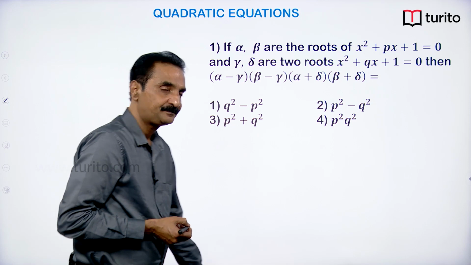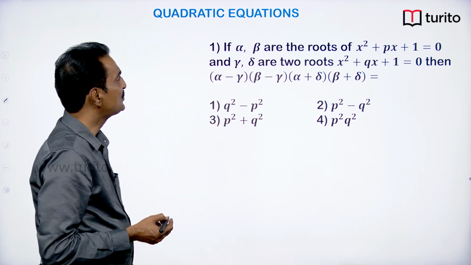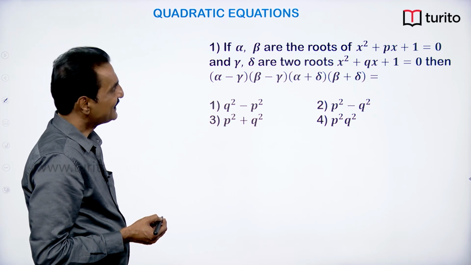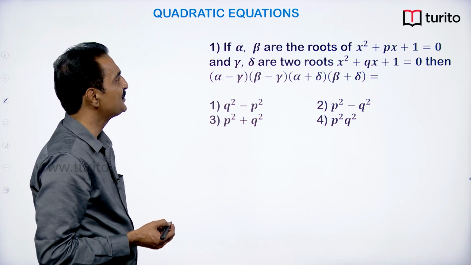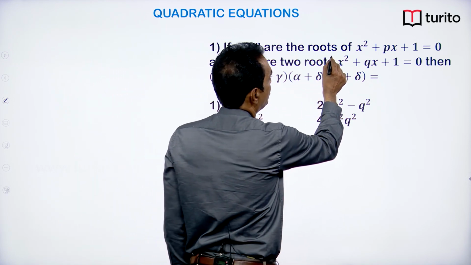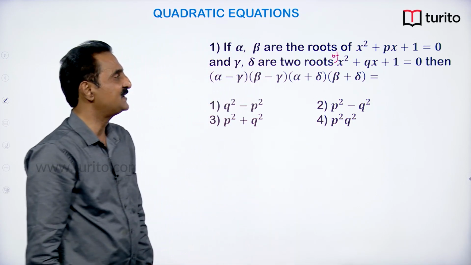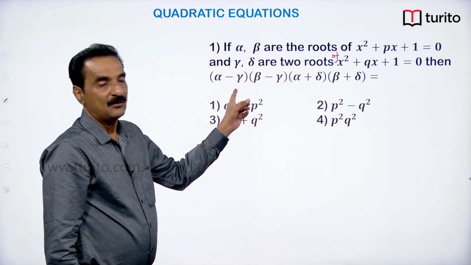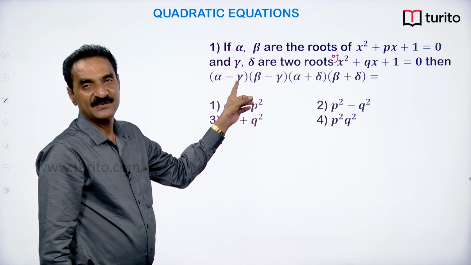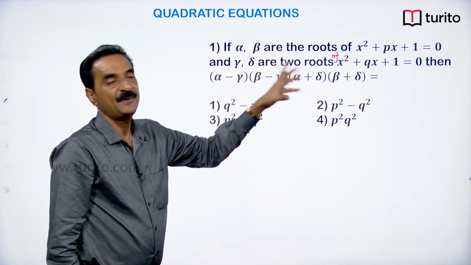First question: if alpha and beta are the roots of x square plus px plus 1 is equal to 0 and gamma and delta are the roots of x square plus qx plus 1 is equal to 0, then what is the value of alpha minus gamma into beta minus gamma into alpha plus delta into beta plus delta?